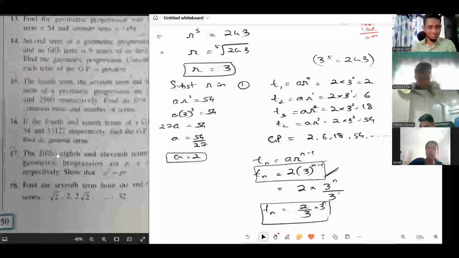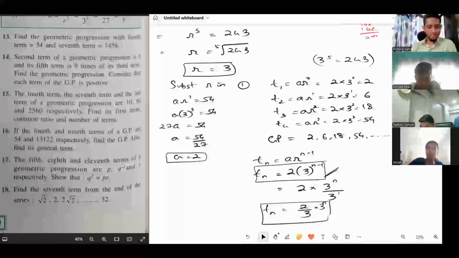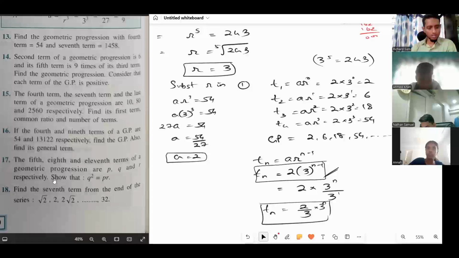Seventeenth: the fifth, eighth, and 11th terms of a GP are P, Q, and R. Show that Q squared is equal to PR.